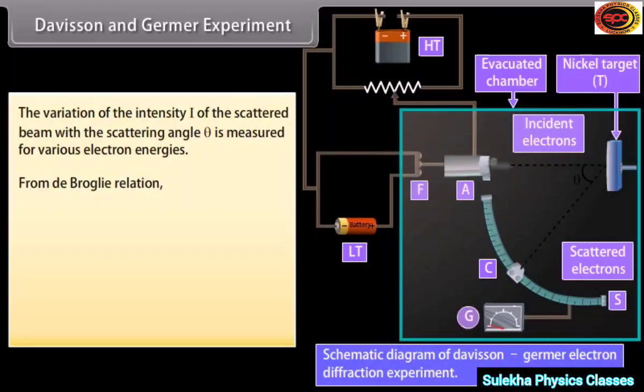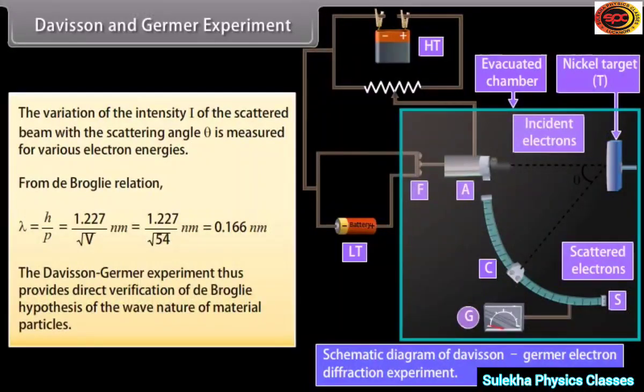For these electrons accelerated through a potential difference of 54 V, lambda = h/p = 1.227/square root of V nanometer = 1.227/square root of 54 nanometer = 0.166 nanometer. The Davisson-Germer experiment thus provides direct verification of the de Broglie hypothesis of wave nature of material particles.